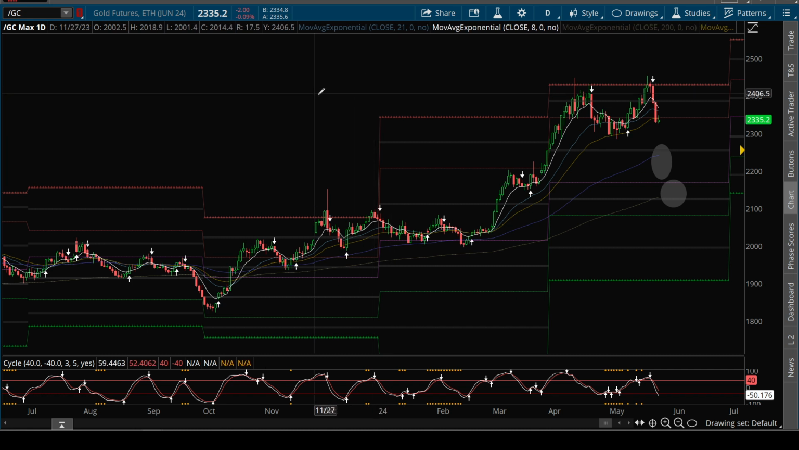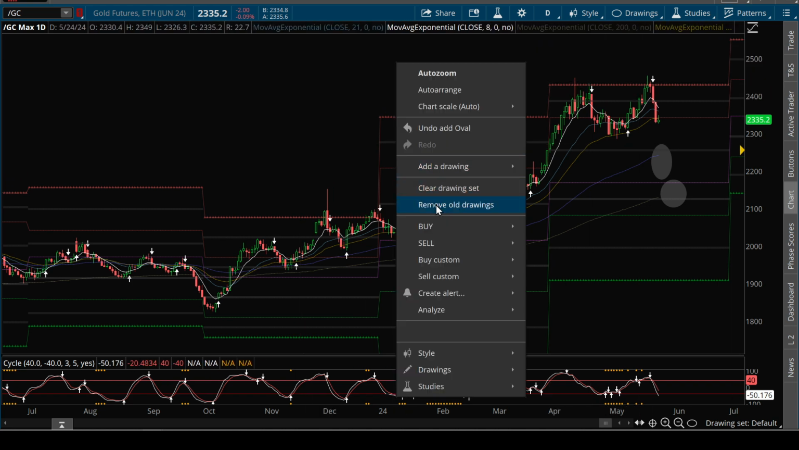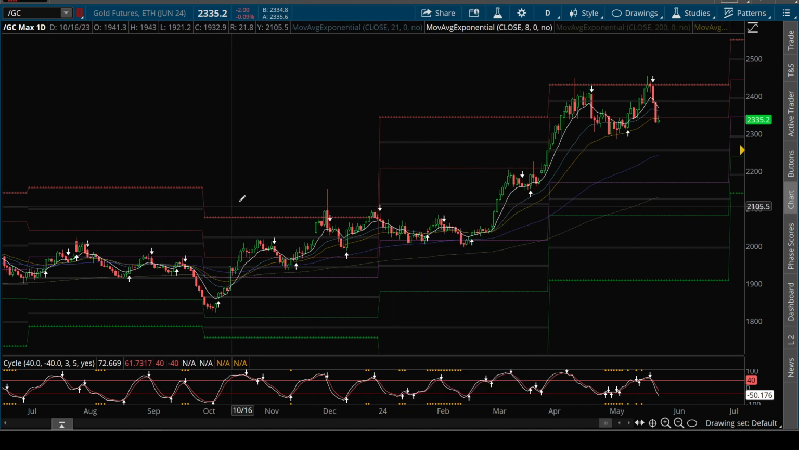I want to emphasize that on the daily chart. If you're down in the 1 hour and the 4 hour, obviously you're going to be bearish. If you want to take sell setups, you can. We're just going to focus on the daily chart for right now. Silver.